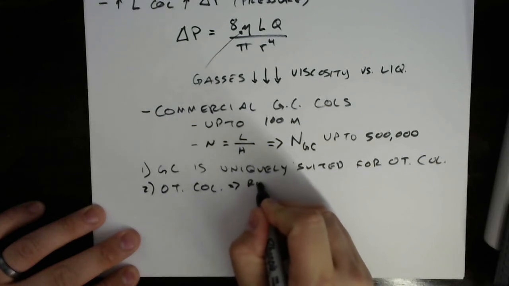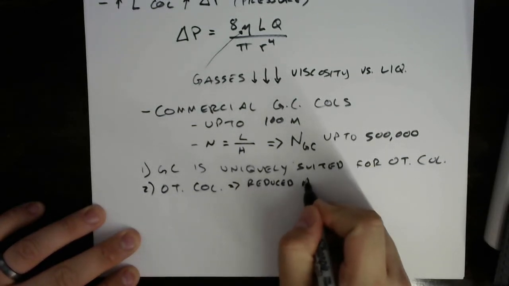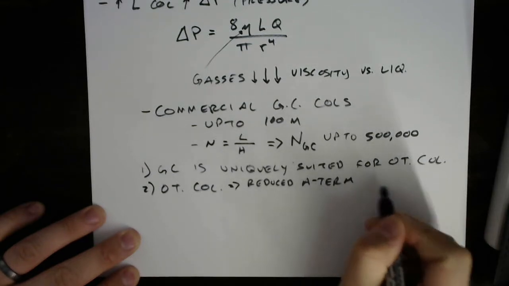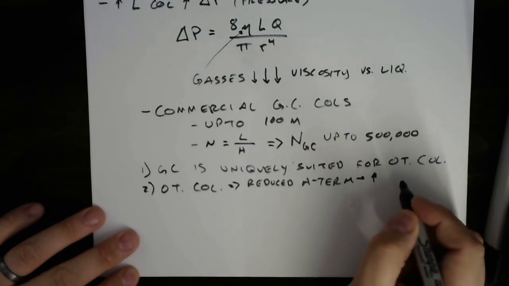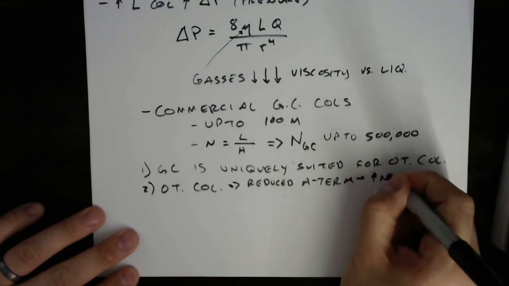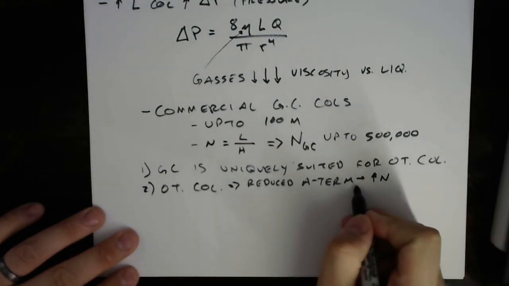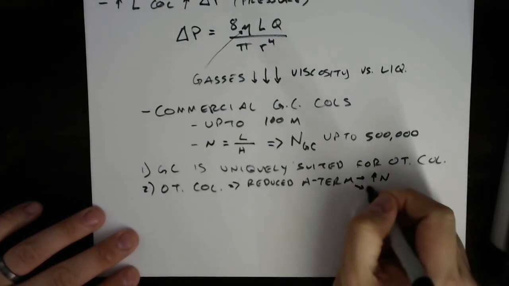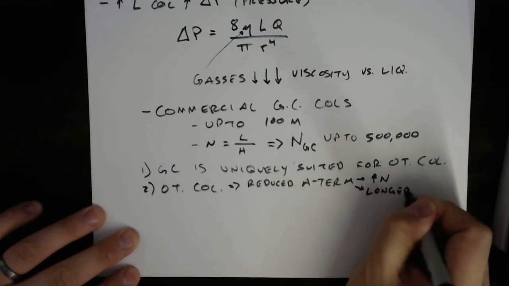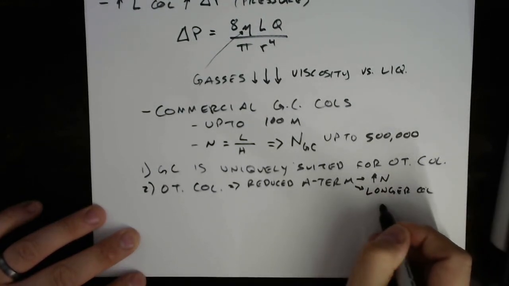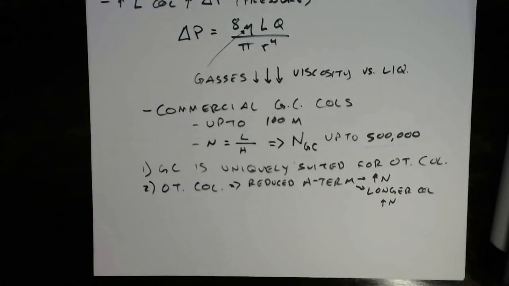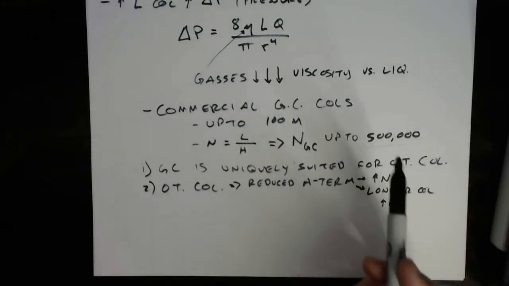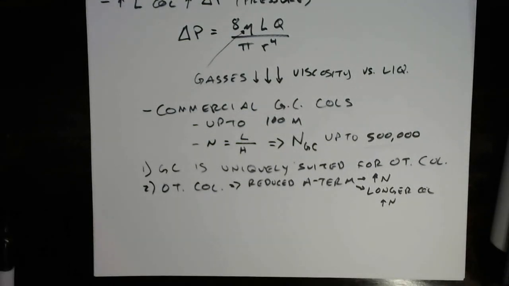We're talking about reduced A terms, which increases our number of theoretical plates. And we were also talking about longer columns, which also increases our number of theoretical plates. And this is how we get to really, really high values of theoretical plates in GC. This is why if you've ever done GC and LC, you've seen much narrower, sharper peaks in your GC than you ever see in LC.